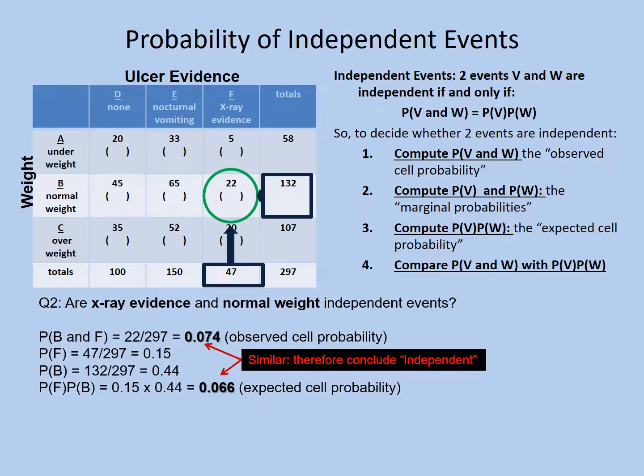Comparing the observed cell probability of 0.074 with the expected cell probability of 0.066, we find that these two probabilities are quite similar, and therefore we will conclude that the two events of having X-ray evidence and having normal weight are independent events.